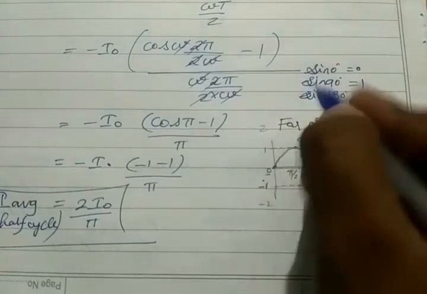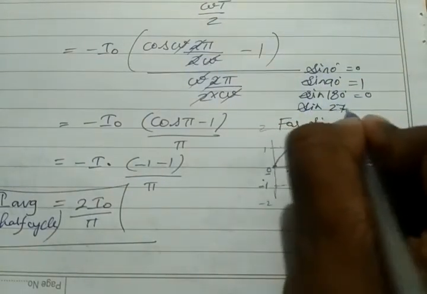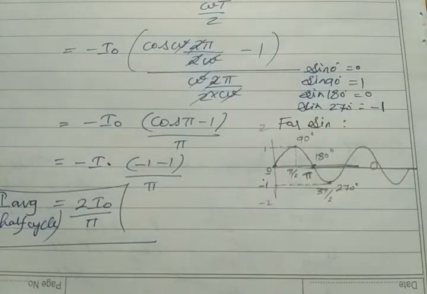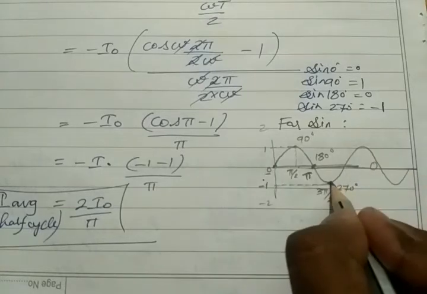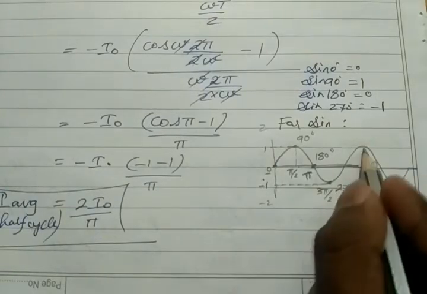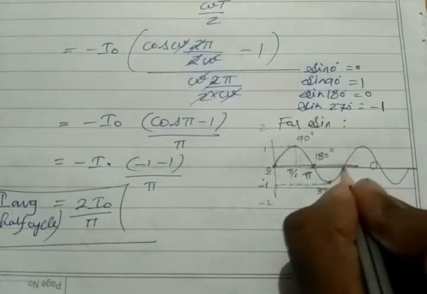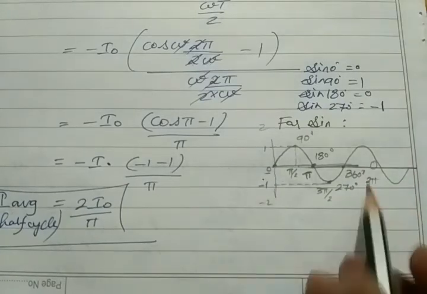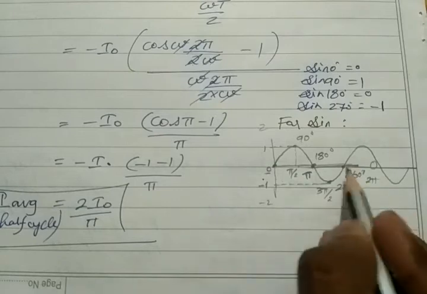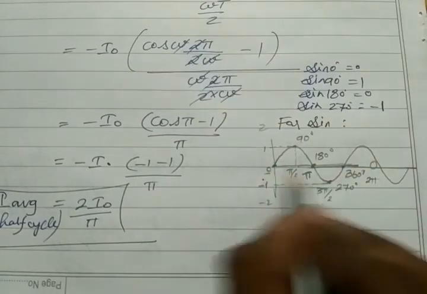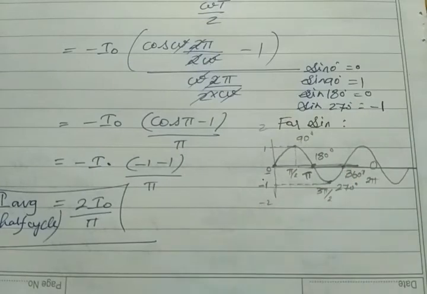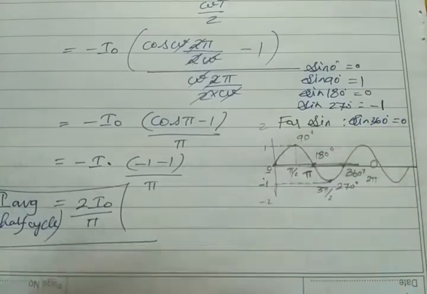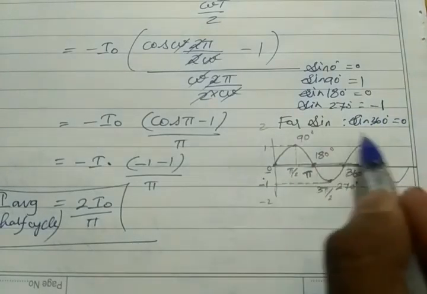Okay, so I can say for sin 270, the value will be maximum but in the opposite direction, which means minus 1. Then after that the value will increase, going in the positive direction, up to 360 degree, or 2 pi. Both are same, in degree 360, in radian 2 pi. So again for 2 pi or 360 degree, the value lies at 0. Correct. So for sin 360, the value will be 0. Clear? So this is for sine.